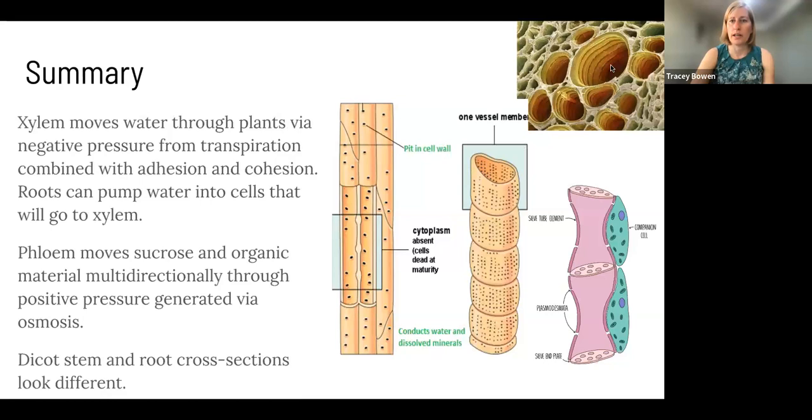So to summarize, these tubes here, by the way, are xylem tubes. Xylem moves water through plants via negative pressure from transpiration combined with adhesion and cohesion, and roots can pump water into cells that will go to the xylem. Phloem is going to move sucrose and organic material multidirectionally through positive pressure generated by osmosis. And then dicot stems and root cross sections look different.